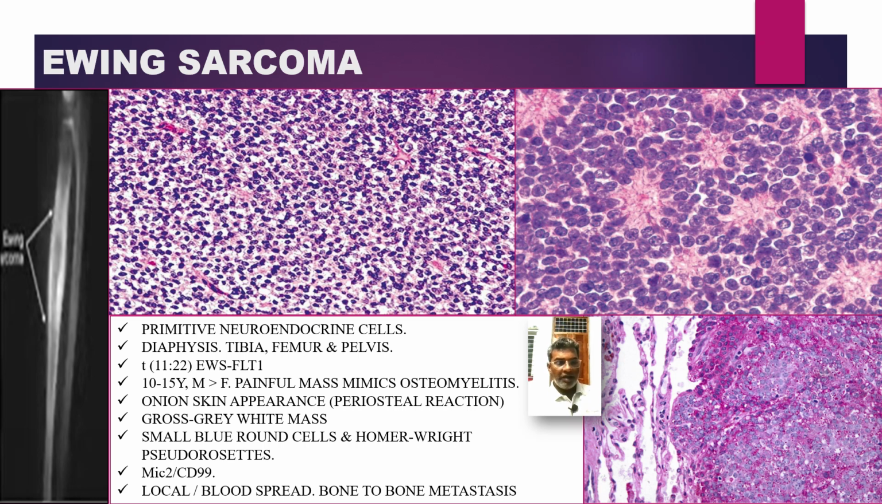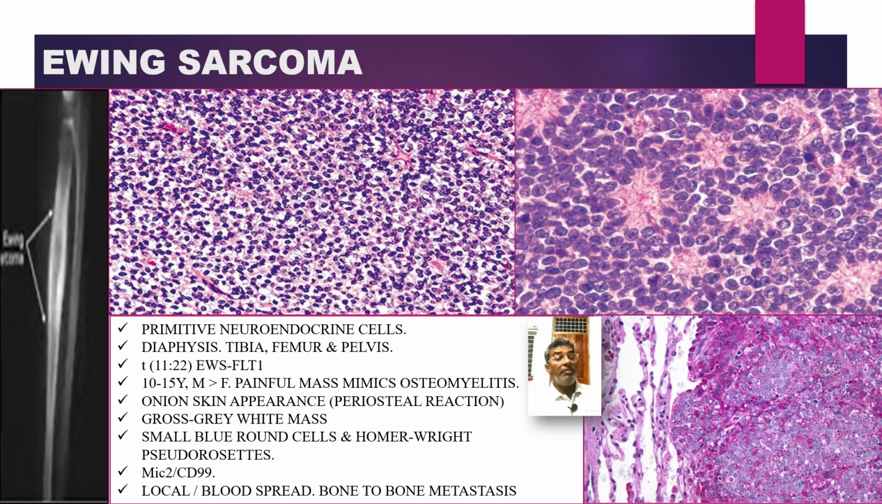Remember, E for 11 and E for Ewing. And sarcoma, if you reverse it, it will appear like 2, so double it, 22. Translocation 11;22. Age group is 10 to 15 years. You can remember 11 years also for easy remembrance: 11 years, 11 translocation. Males are most involved when compared to females in Ewing sarcoma.